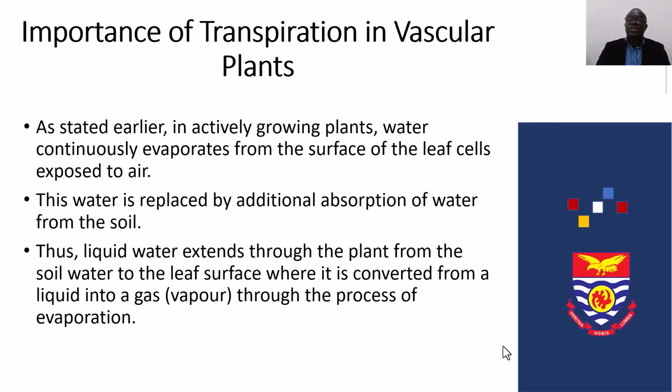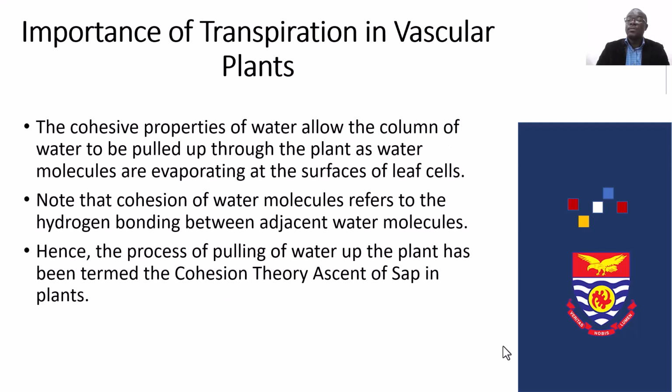The importance of transpiration in vascular plants. So as stated earlier, in actively growing plants, water continuously evaporates from the surface of the leaf cells exposed to air. This water is replaced by additional absorption of water from the soil. Thus, liquid water extends through the plant from the soil water to the leaf surface, where it is converted from a liquid into a gas through the process of evaporation.